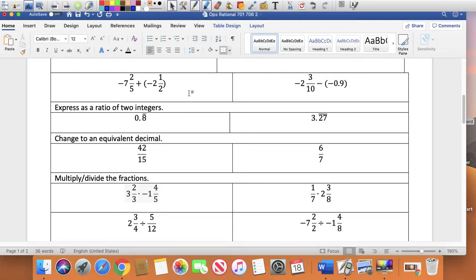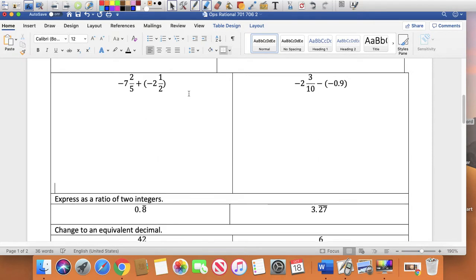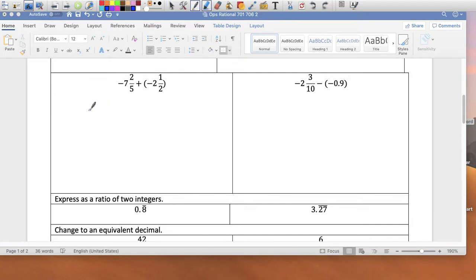Next, you have these two. So we have, let's change that to an improper fraction. So 5 times 7 is 35 plus 2 is negative 37 over 5, plus 2 times 2 is 4 plus 1 is 5, so it's 5 over 2. But negative, right? This is negative and this is negative.